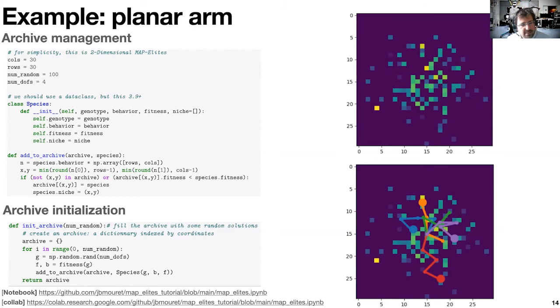So that's what you see in the function add to archive. We look at what is the current species, simply discretizing the behavior, and then we compare the fitness. To initialize, we just do random solutions and add them sequentially to the archive. Then you get the kind of maps that you see on the right, which are just a few individuals. Yellow means that they have a bit of fitness. You see a few examples of the arm on the bottom. Some of them are more regular and they all reach different positions. The circle is the end position, so that defines the niche, and you see the arms with different colors.